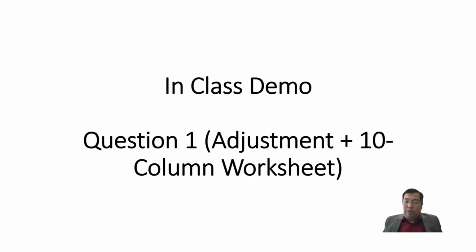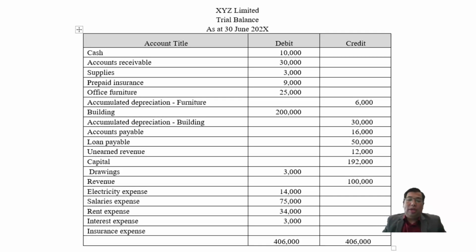Okay, so in this question you are given 7 adjustments, and you're going to analyze the adjustments one by one, and then we're going to prepare your adjusted trial balance using worksheets. So this is the worksheet given to you. It's very straightforward. In this worksheet, you have a debit and credit.